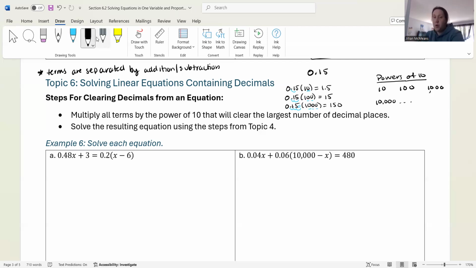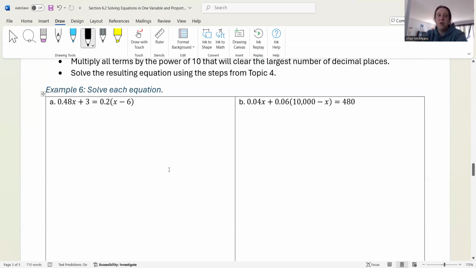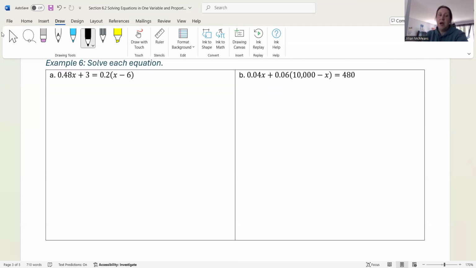Okay, so let's go ahead and just practice this. I think it'll make a bit more sense when you see it in practice. Again, I am not going to require that you clear decimals. I will require that you clear fractions. Okay, so solve each equation. For part A, we have 0.48x plus 3 equals 0.2 times x minus 2.